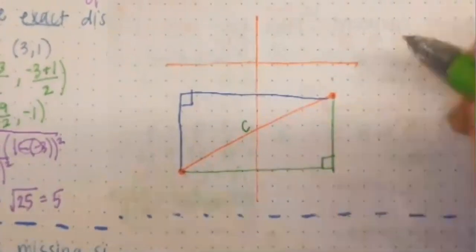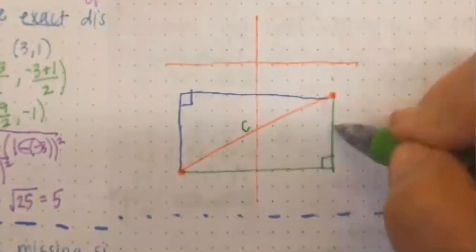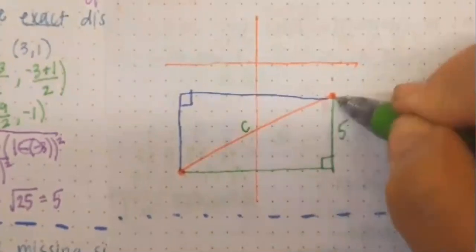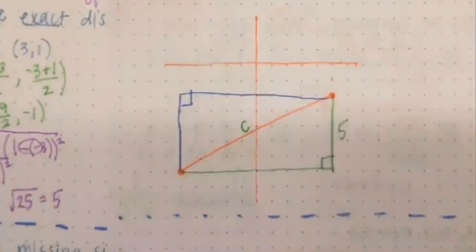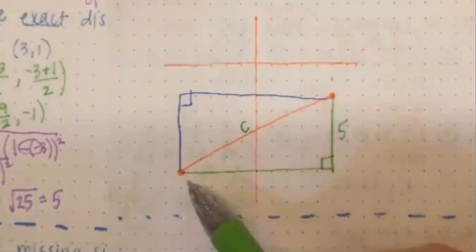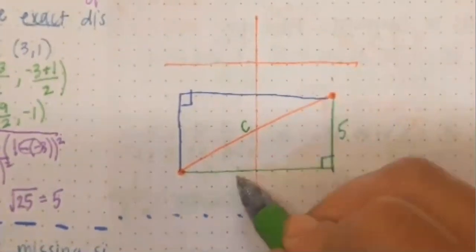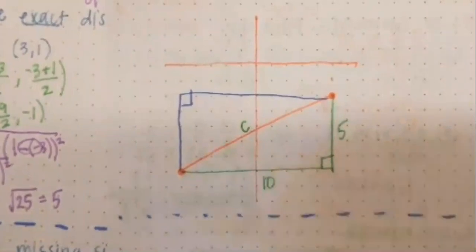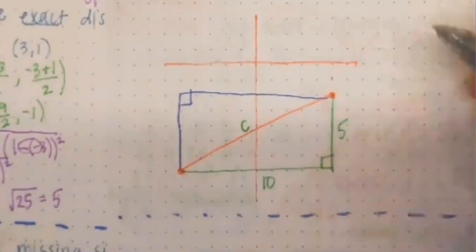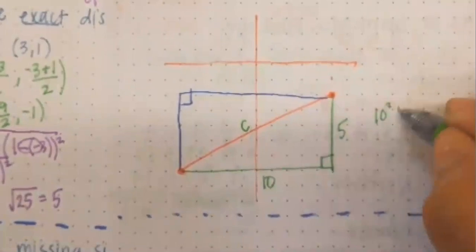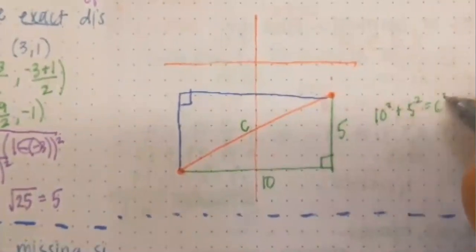Right? Well, I can count. I can say that this is 1, 2, 3, 4, 5. That length right there is 5 units. I can count up and down, left and right all day long. Just can't count diagonal. Right? So if I count this way, I got 1, 2, 3, 4, 5, 6, 7, 8, 9, 10. So if I were to do Pythagorean theorem, this would be 10 squared plus 5 squared equals C squared.